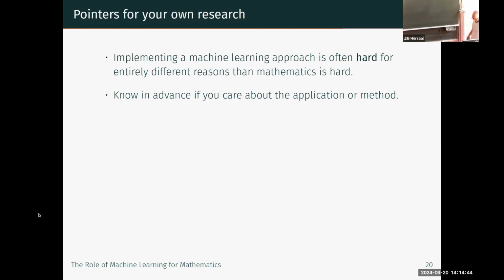You should know in advance if you care about the application or the method, which is very important, because if you care about the method, you want to basically write a machine learning paper or propose some machine learning approach, then you should test it on a variety of problems, be open about the outcomes. If it's not working, approach it differently and be honest about what the method is doing. If you care about the application, you can tweak your method as much as you like to this particular application, right?